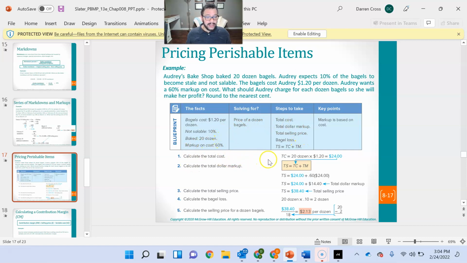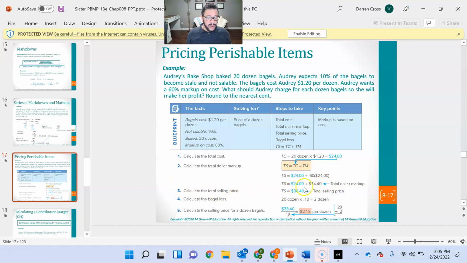So first, let's calculate the total cost. Well, there were 20 dozen. It was $1.20, so it's $24. So our total cost is $24, right? Well, what is our dollar markup? It's based on cost. So we don't know what it is, but we do know that it's 60% of the cost. $24 is our total cost, and we want to get 60% based on that cost. So 60% of the 24. So we know that we want to make $14.40. Okay?